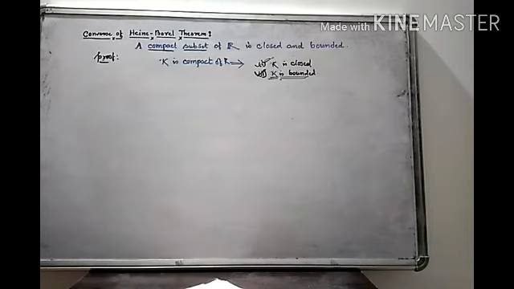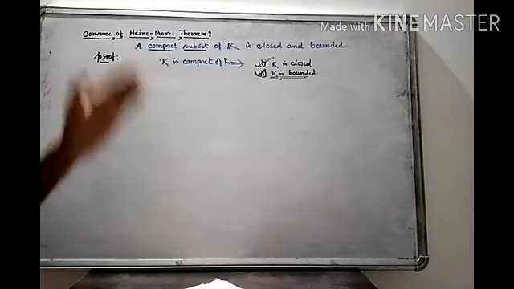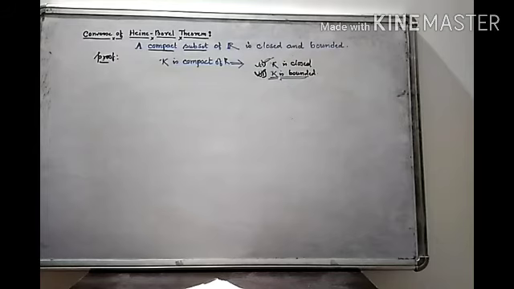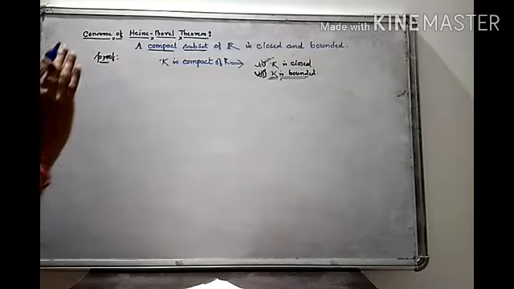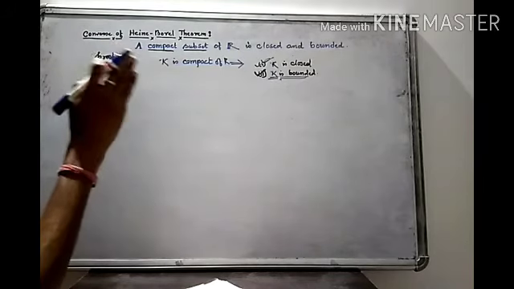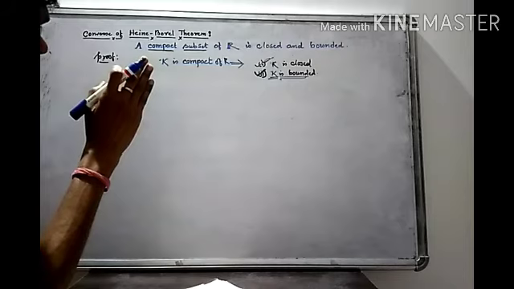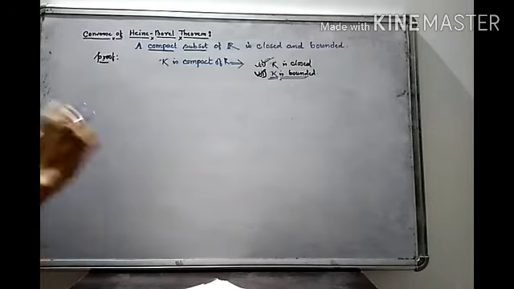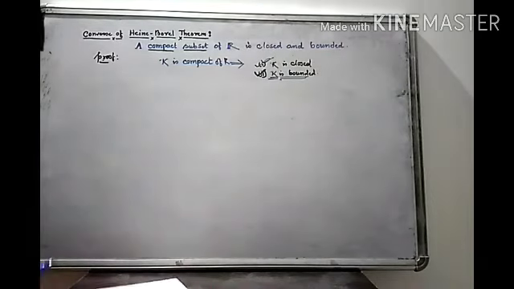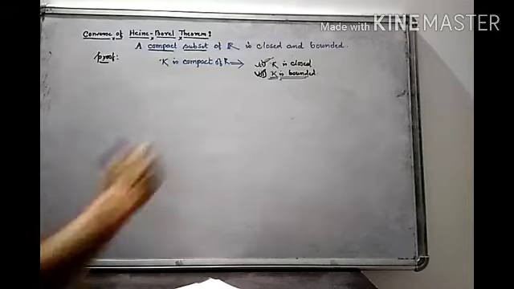You know a set K is said to be a closed set if it contains all its limit points. So what we have to show? K is closed. Okay. Look, we will prove this by the contrapositive method. Okay.